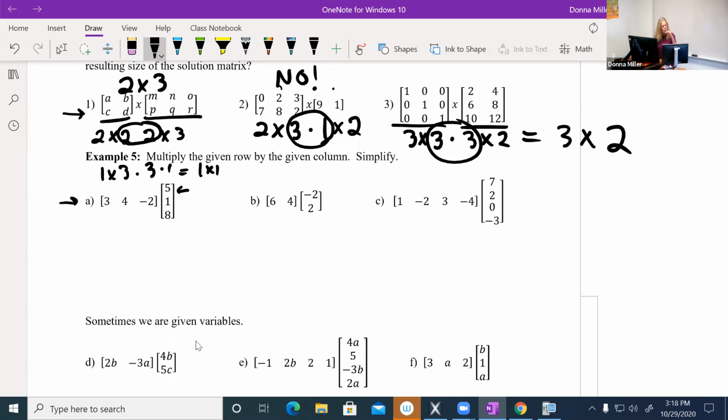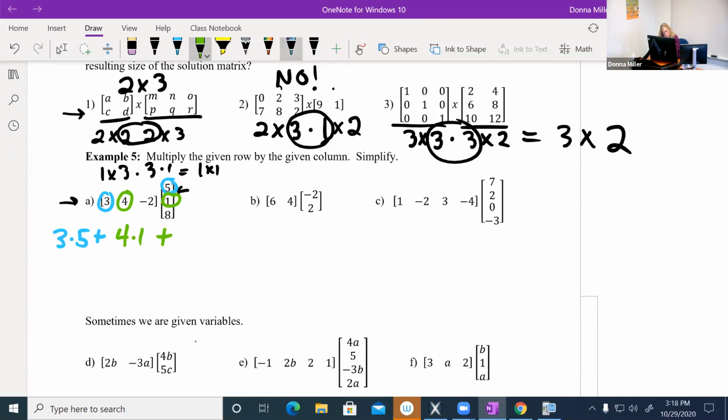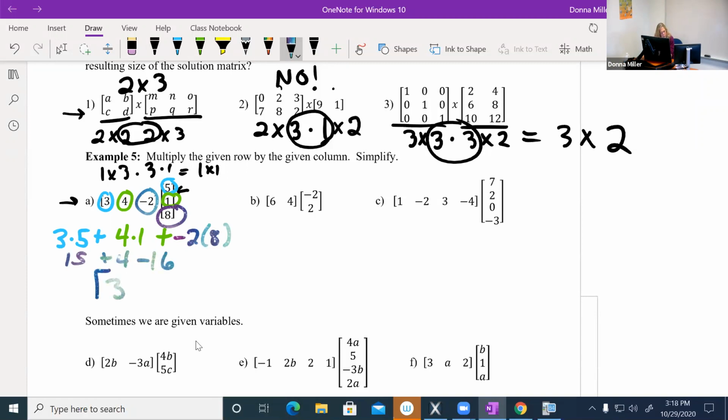You have to remember all the time, row by column. Go across the row, down the column. So first row times the first element in the first column. So I do 3 times 5, 15, and then I would do 4 times 1, and then I would do -2 times 8. Right, and I add them up. So 15 plus 4 minus 16 is going to be 3. And I want to put some brackets around it because it is a matrix. It's not a number, it is a 1 by 1 matrix. But you see I went across the row, down the column.